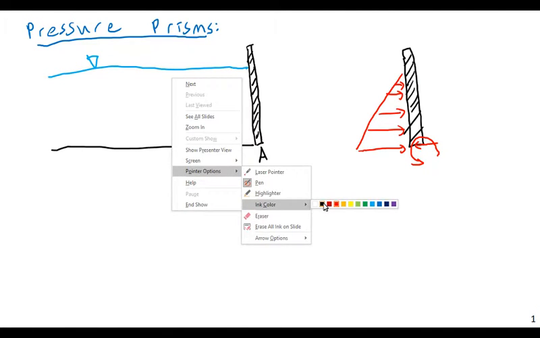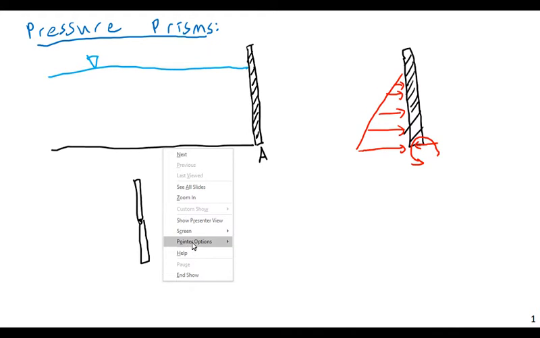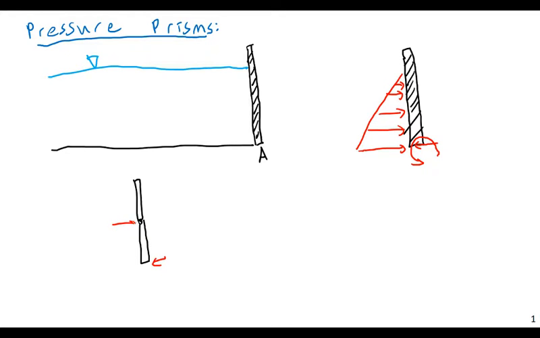Now, we can have problems that are laid out multiple different ways. Some common problems might be something like a gate that is submerged, and then it becomes a little more complicated. If I have a gate on a hinge, and I ask you what kind of force must be applied down here to prevent it from rotating, well then it's not going to be a triangular, but it's going to be a trapezoidal pressure prism.